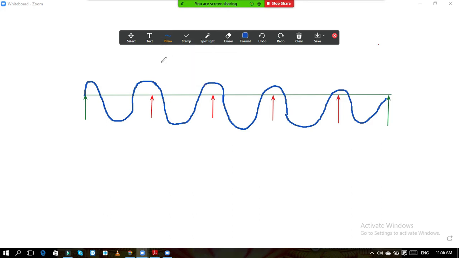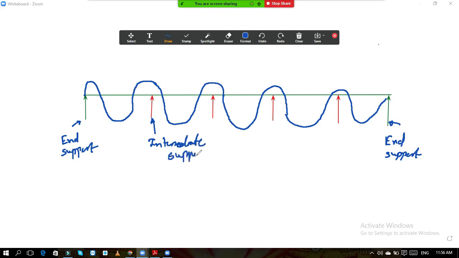So now if I give the names, this is called the end support. This is also called the end support. These are called the intermediate supports. Okay. So if I give names to the panels, this is panel number 1, 2, 3, 4, 5, out of which panel number 1 and 5 are end panels.